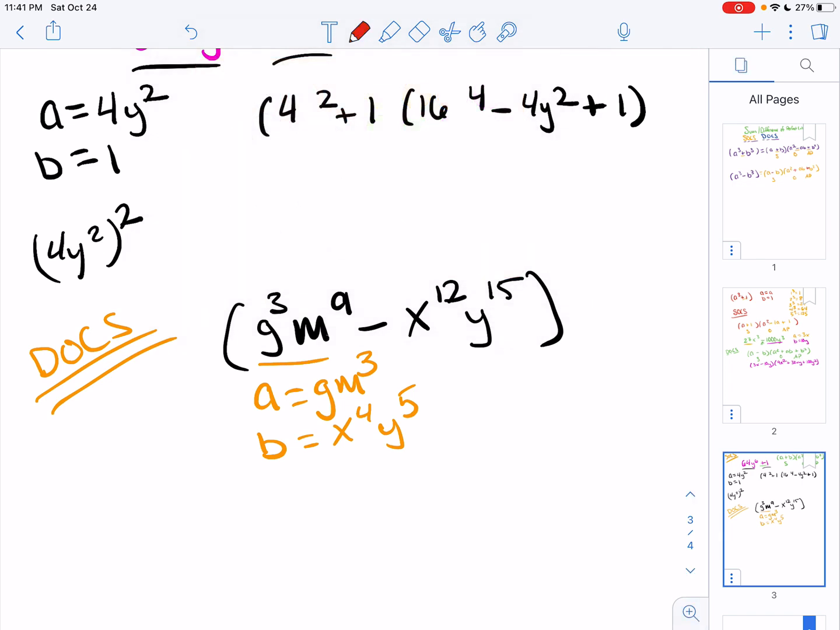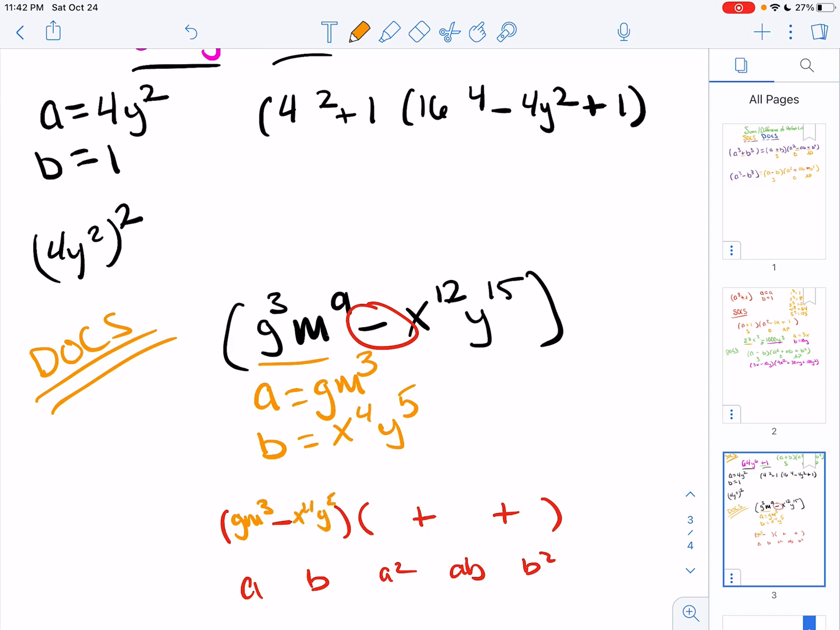So another way we could do it, we could just fill in the signs first too. So we have a minus sign. So same, opposite, always positive. So now we have that. We could just plug in. So we have A minus B, A squared, AB, B squared. So A is going to be g m cubed. B is going to be x to the fourth, y to the fifth.